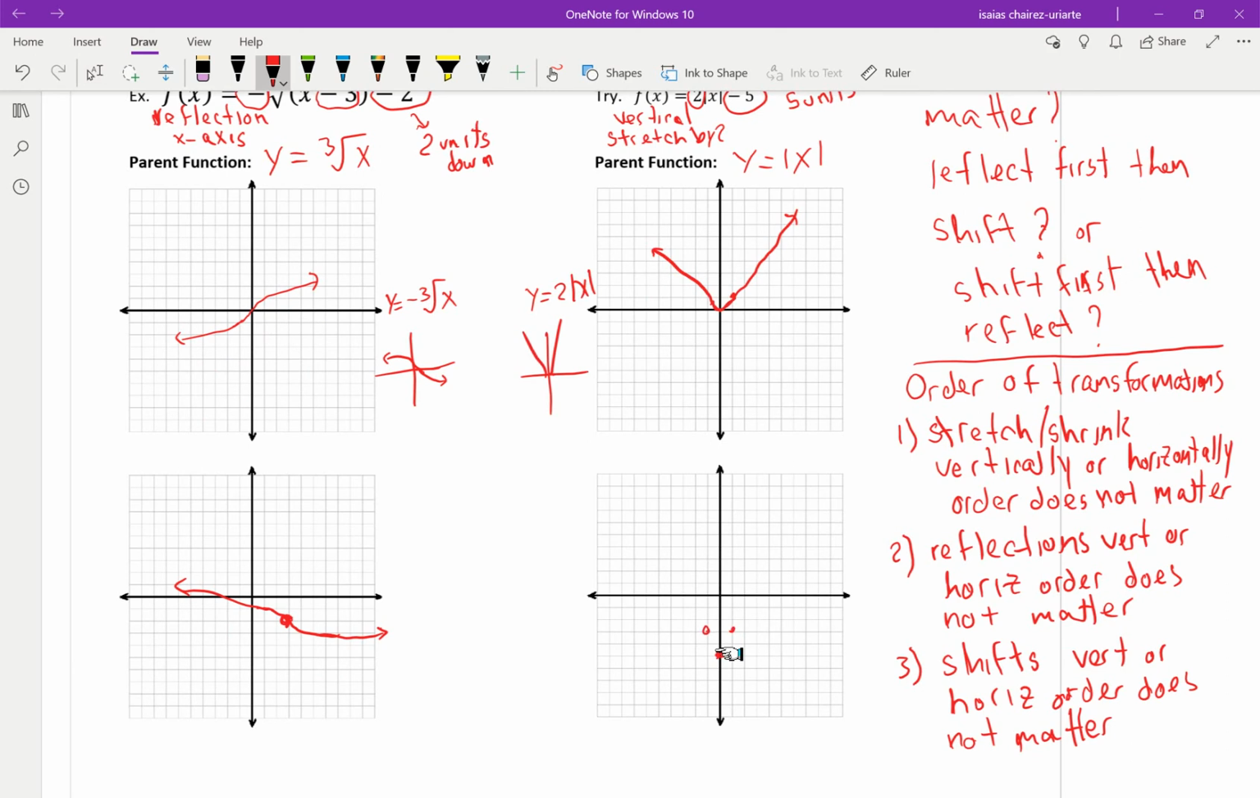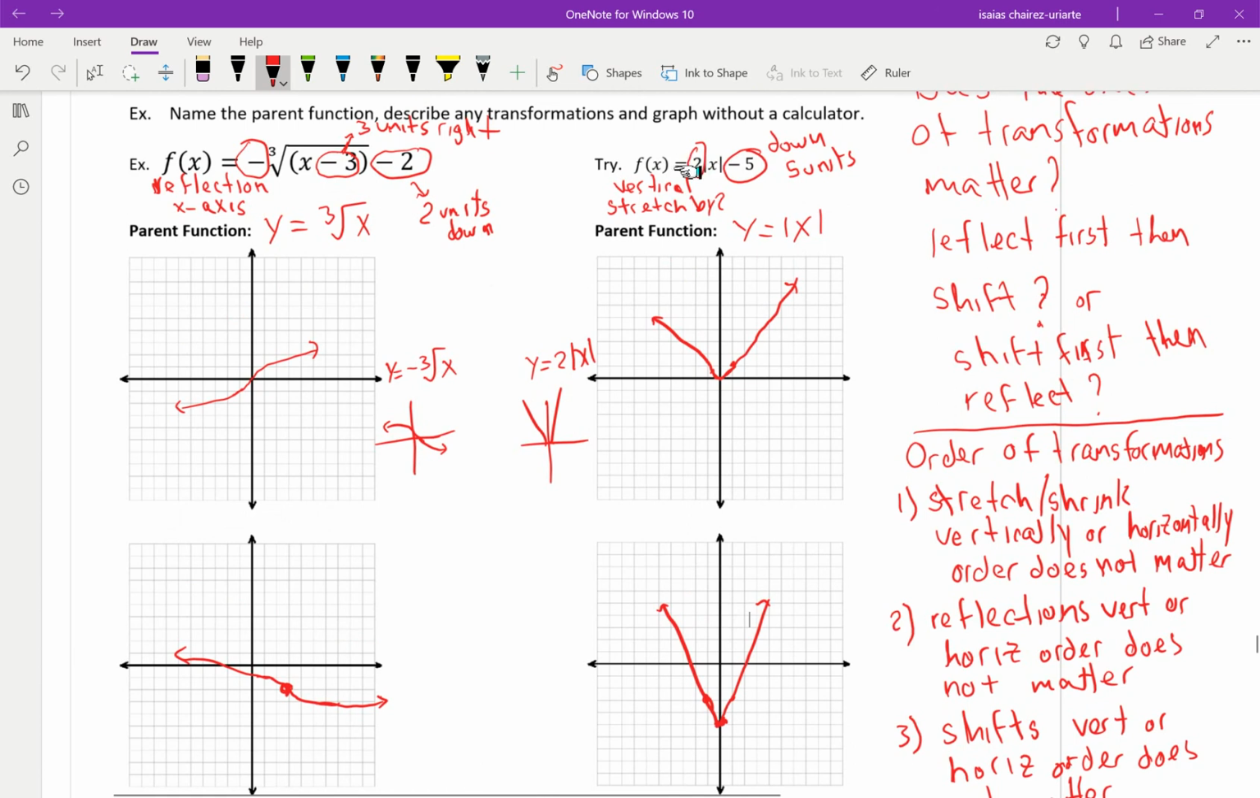And I'll do my best here. Let's see if we can make this somewhat, so something like that. It's a little bit thinner than the original one, although that's sometimes kind of hard to tell. That's what the 2 did. It stretched it vertically. That's why it's a little bit skinnier looking. And then we brought it down 5 units.